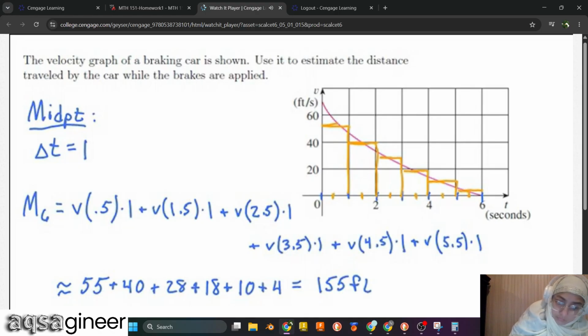Now, a reminder of why this calculates the distance traveled is the area equation: distance equals rate or velocity times time. So each one of these, we're taking a velocity and assuming that it happened over the full second. And we got an approximation of the total distance traveled after applying the brakes to be 155 feet.